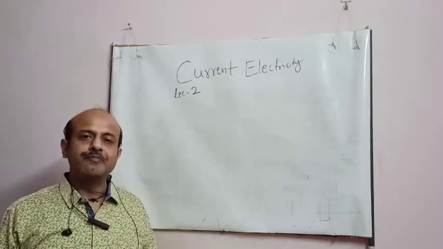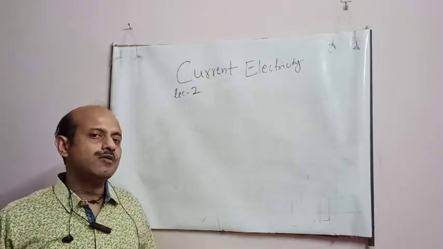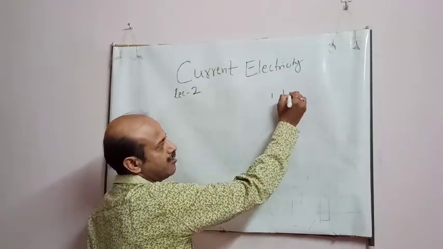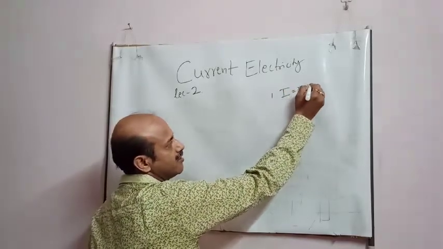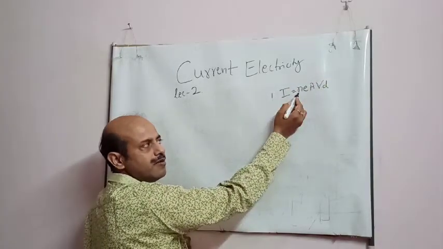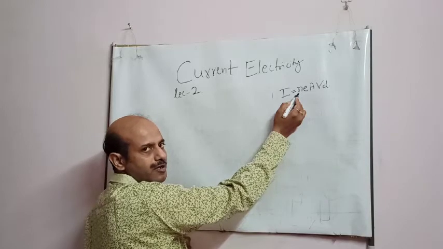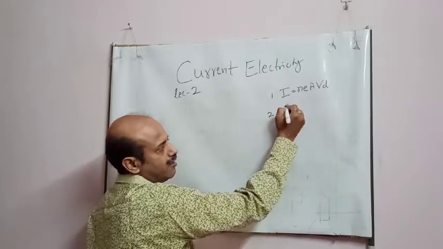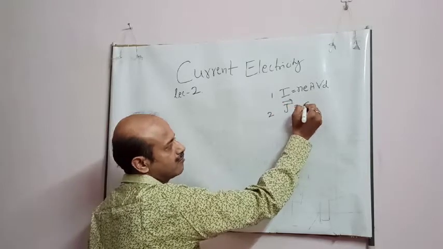In the previous class, what have we learned? First, we learned the relation between current and drift velocity, where n is the number of electrons per unit volume. Then we learned the vector form of Ohm's law.